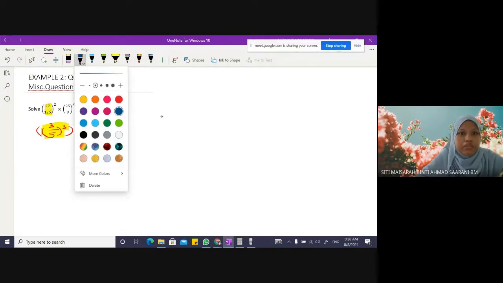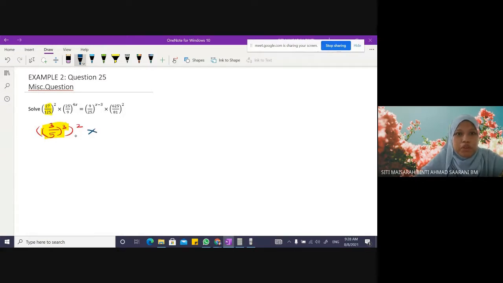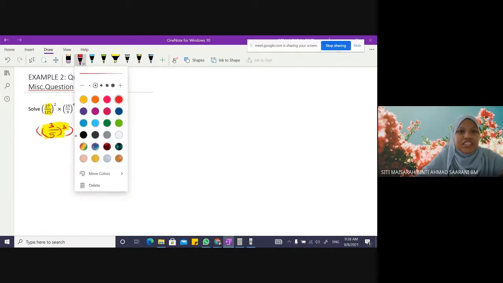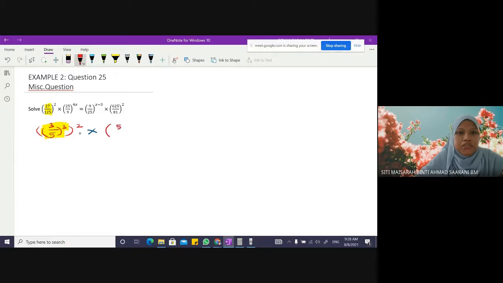The second one is 25 over 9 power 4x. 25 is 5 squared, and 9 is 3 squared, so this is 5 over 3 squared to the power of 4x. Equals to, at the right hand side, this is 25 over 9, so this is 9 over 25. So this is 3 over 5 squared to the power of x minus 3, multiply.